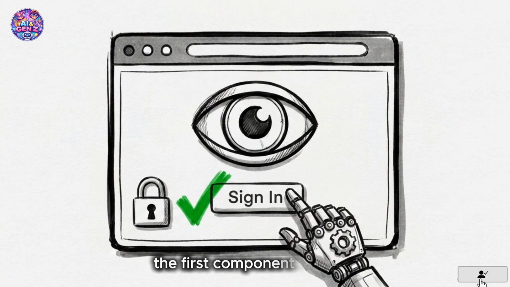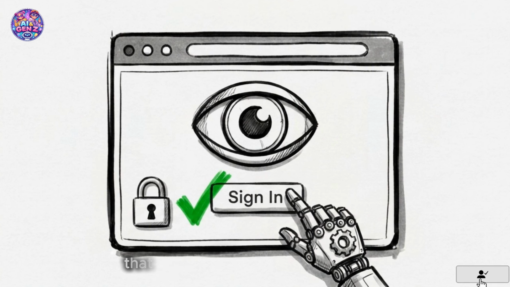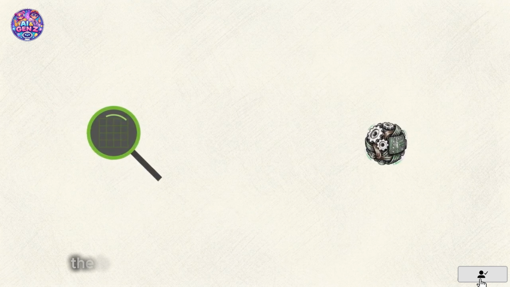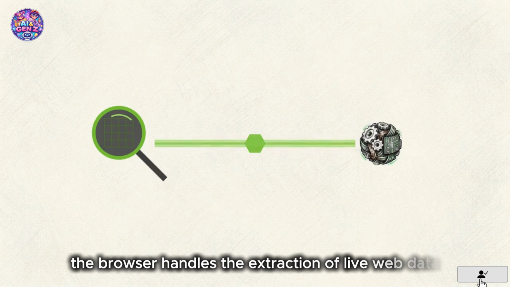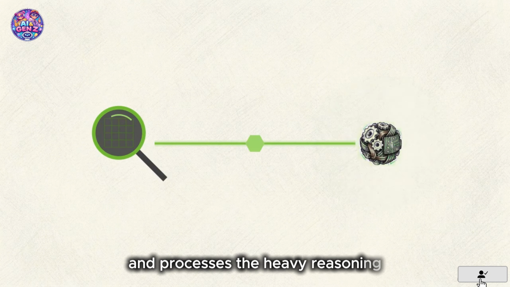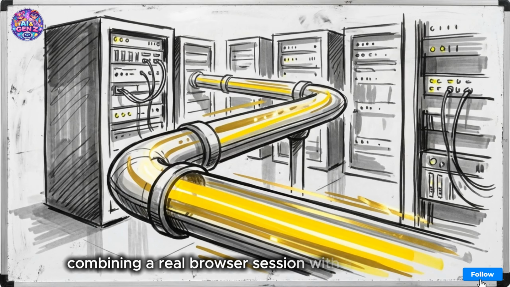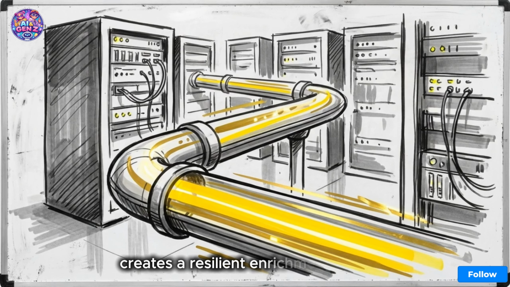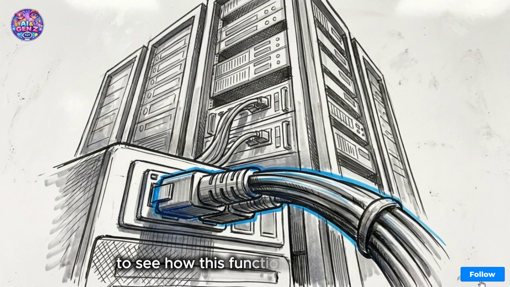The first component is Airtop, an agentic web browser that can navigate complex platforms and authenticate exactly like a human user. The second component is n8n, a visual orchestration engine that controls the logic of the entire build. The browser handles the extraction of live web data, while the orchestration engine catches that payload and processes the heavy reasoning. Combining a real browser session with a logic engine creates a resilient enrichment pipeline that functions with zero human oversight. To see how this functions in production, we have to look at the extraction layer.